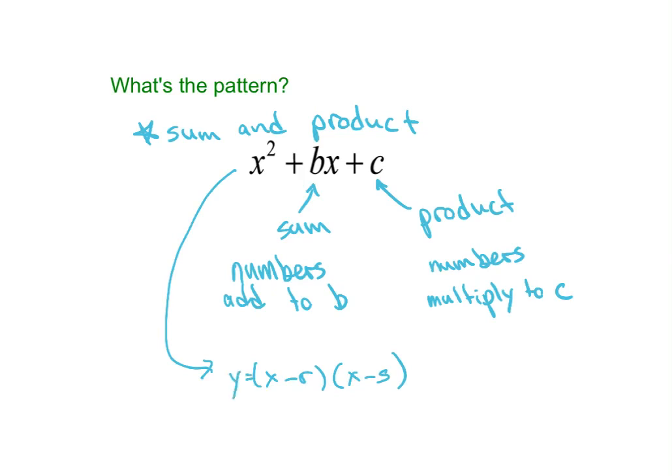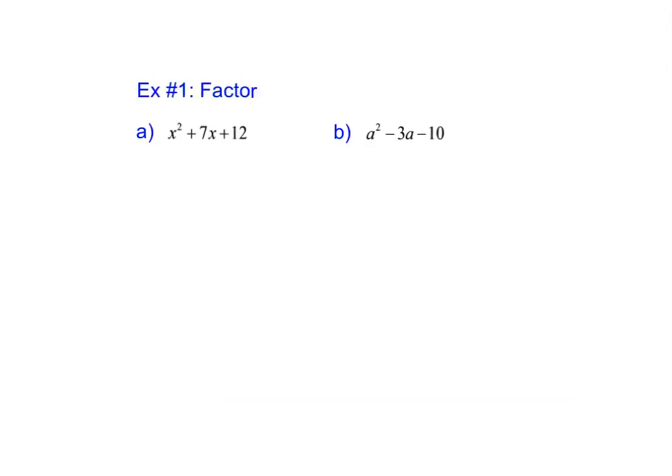Why is that useful? Well, we've learned before that if you have something like this, you can easily graph it because you'll know where the x-intercepts are. Let's take a look at a couple examples. So starting with example A here, I've got x squared plus 7x plus 12.